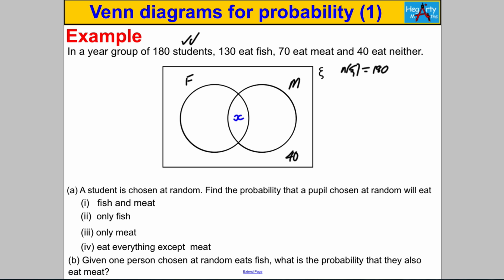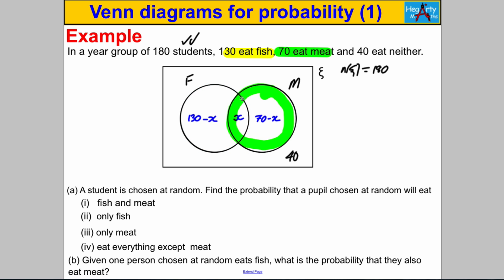What should we write here? Well, in total we know that 130 students eat fish, so this whole circle must add up to 130. The portion outside must be 130, subtract this overlap, which is X. And similarly, we know that 70 eat meat, so 70 in total are in this whole circle here. So what are we going to put outside for the students who eat meat but don't eat fish? Why don't we write 70 subtract X like that?